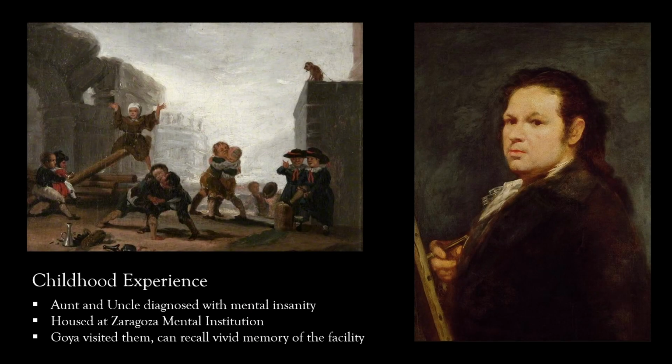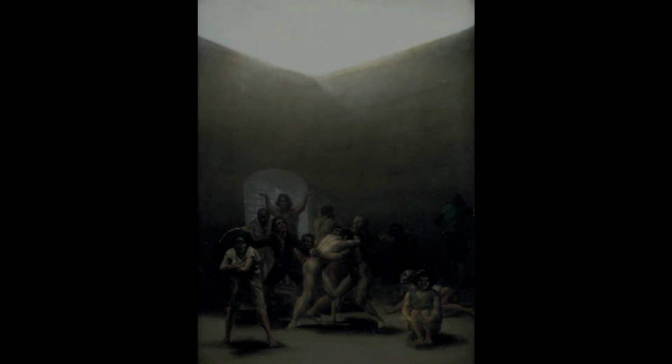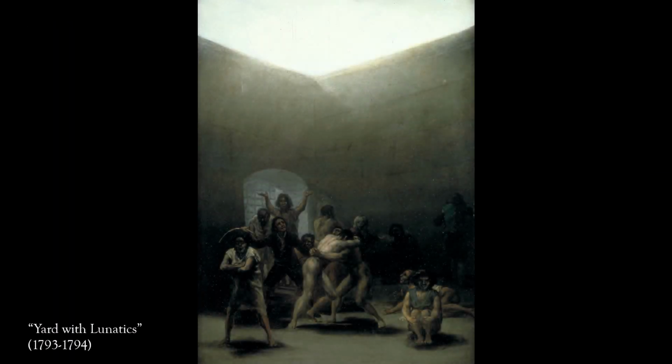Goya had early experiences with mental illness. His aunt and uncle were both diagnosed with insanity and sent away to a mental asylum. He witnessed the inside of the Zaragoza institution as a youth while visiting them. His experience is pictured in this work, Yard with Lunatics, painted in 1793 to 1794. This painting and The Madhouse were both painted during periods shortly following episodes of the artist's illness. Likely tormented by prolonged periods of sickness, he appears to have used art as an outlet for his anger and fear.